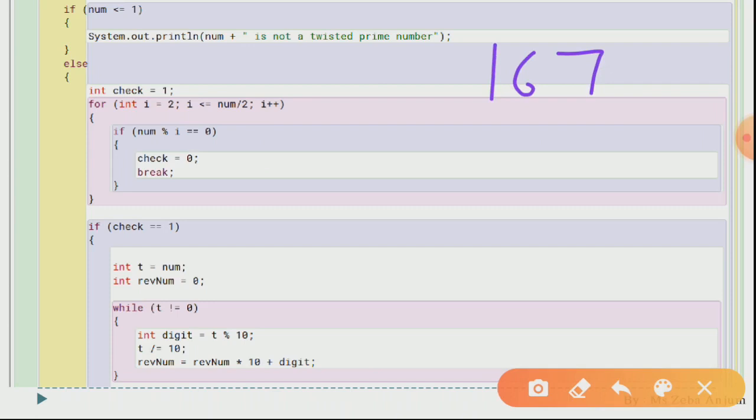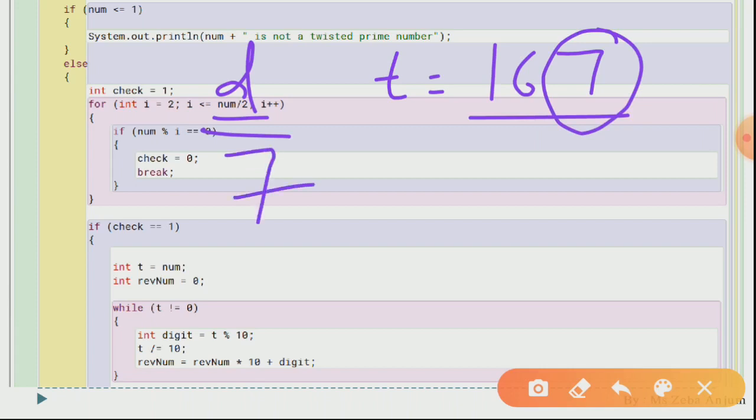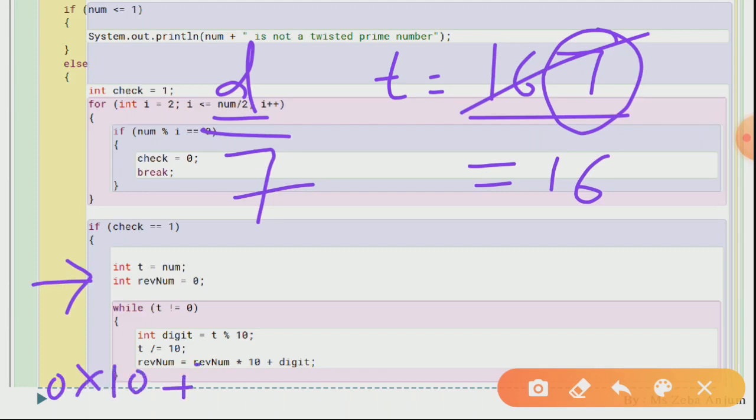Now for t not equal to 0, the condition is true. Now we are going to find out digit equals t modulus 10. When you divide this t by 10, it is going to give you 7 as a remainder, so 7 will be stored in digit. Again the value of t will be modified, divided by 10, so you will get 16. Now reverse number was 0 at the initial position. Now 0 multiplied by 10 plus digit, that is our 7, so it is going to give you 7 for now. Now again for the next iteration our digit will be calculated.